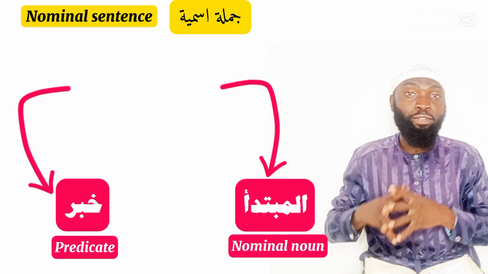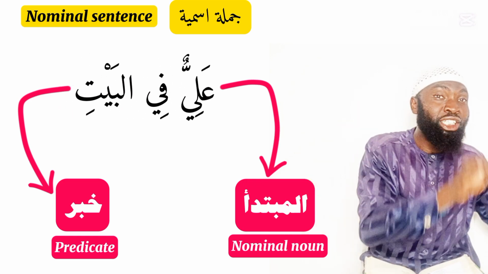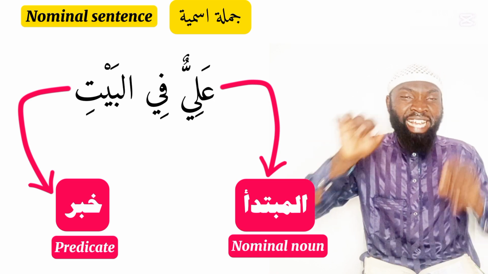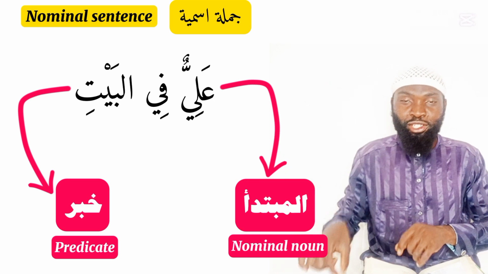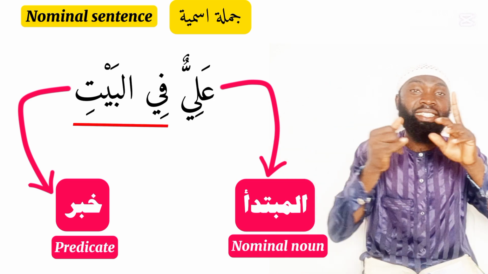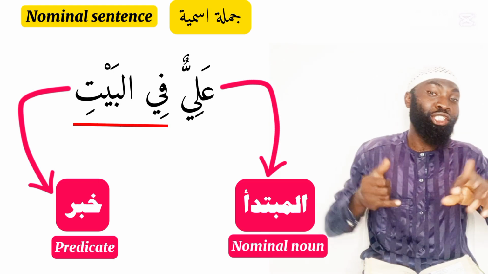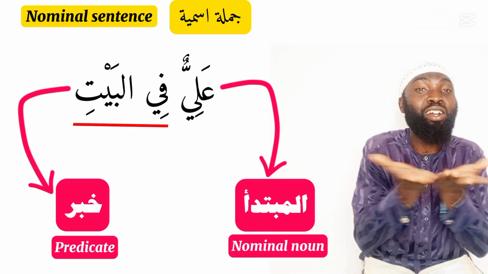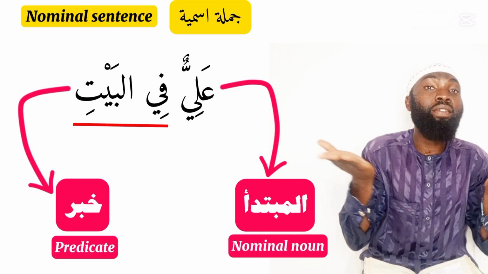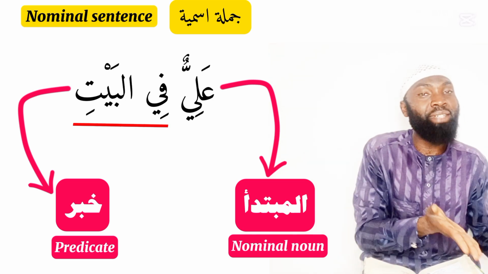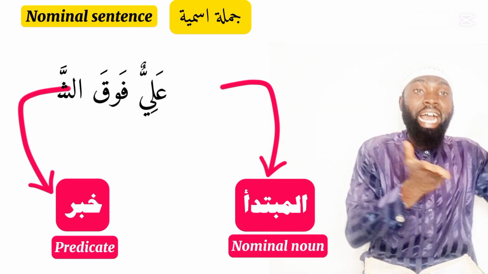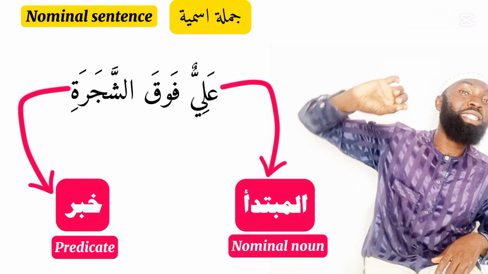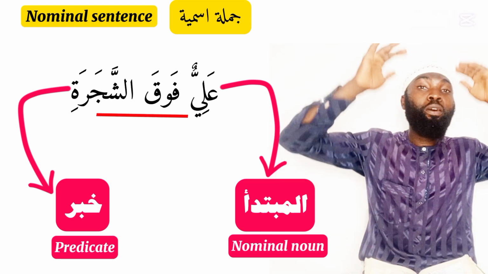The example for the first one, I can say Aliyun fil bayti. Ali is at home. So the fil bayti there is jarrun or majrur, preposition and the noun. This is not a complete sentence, but it is also coming as khabar because it is also giving us more information about Ali. The second example, I can say Aliyun fawqa shajarati.